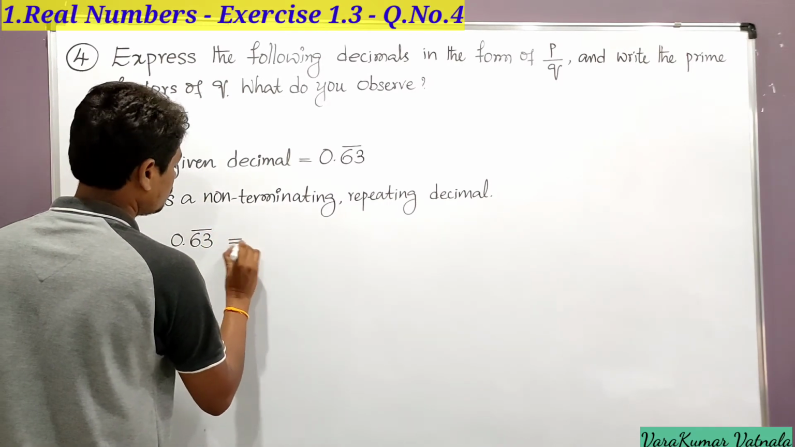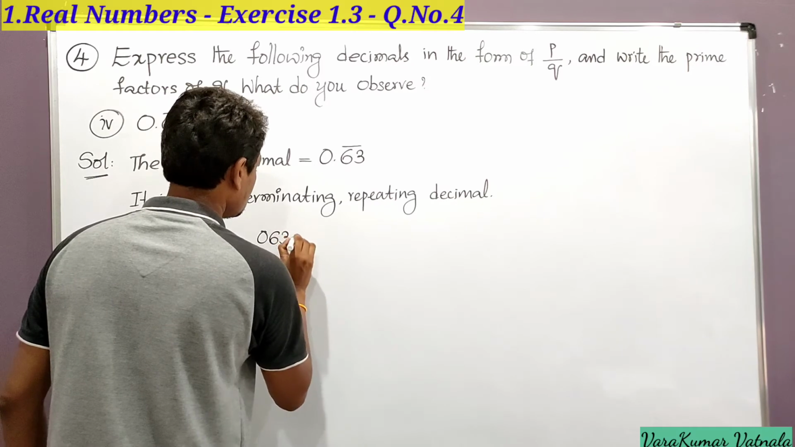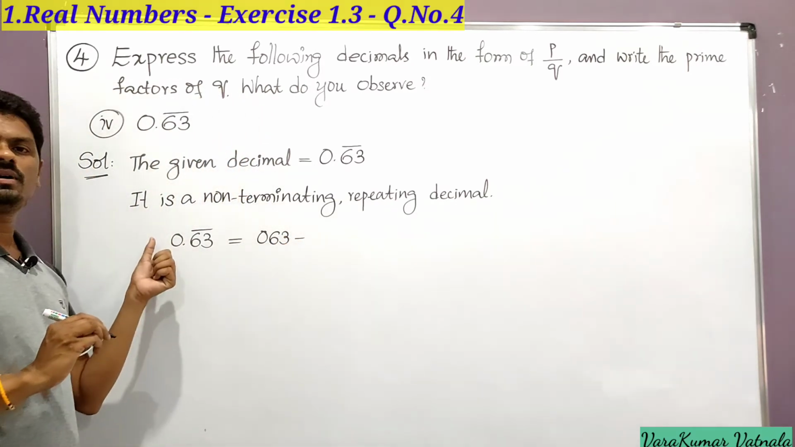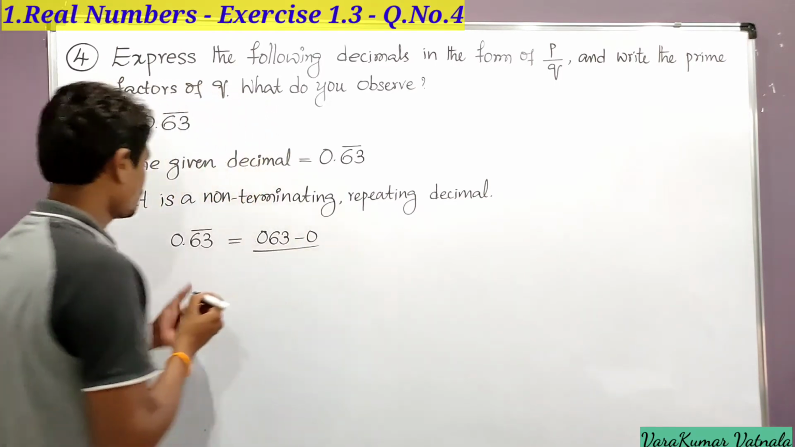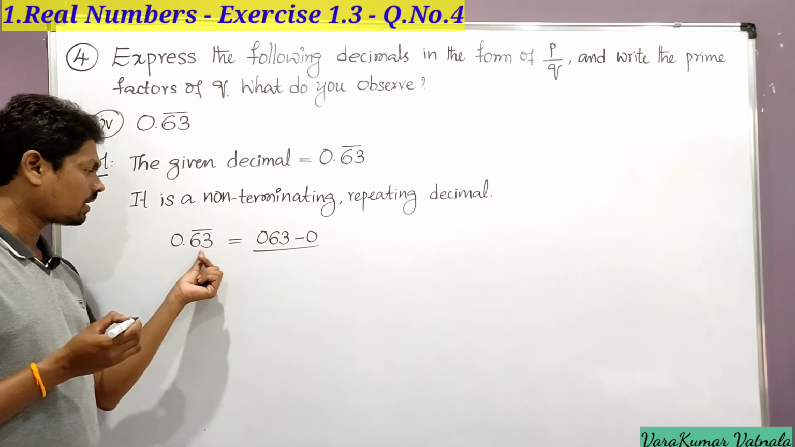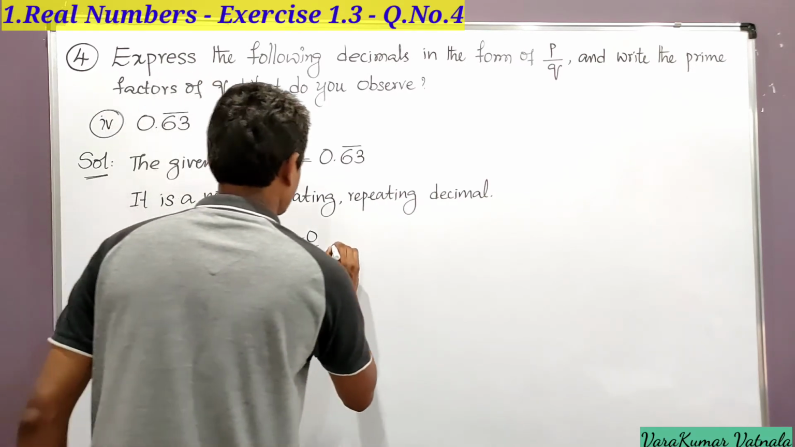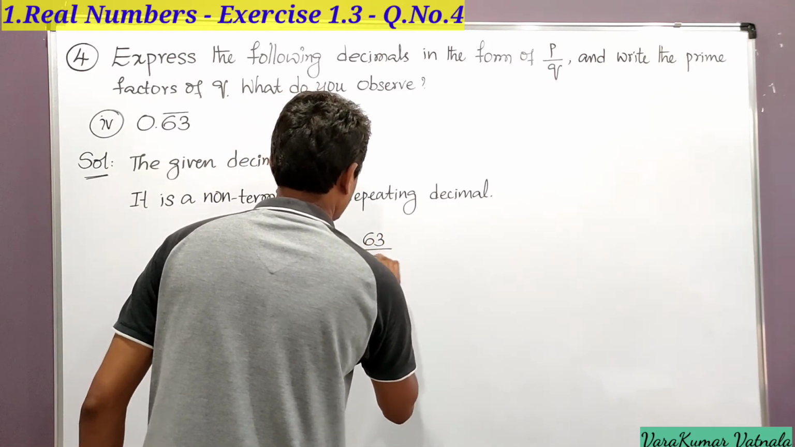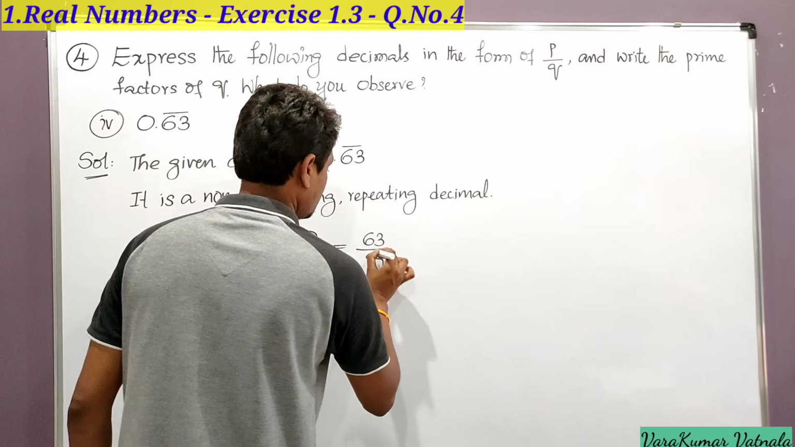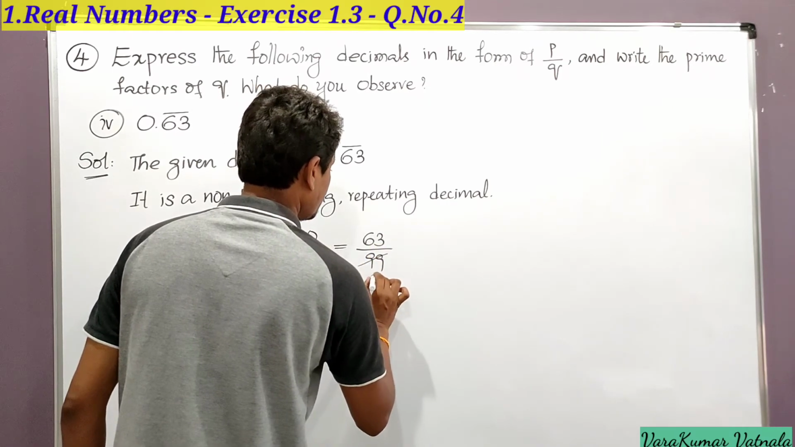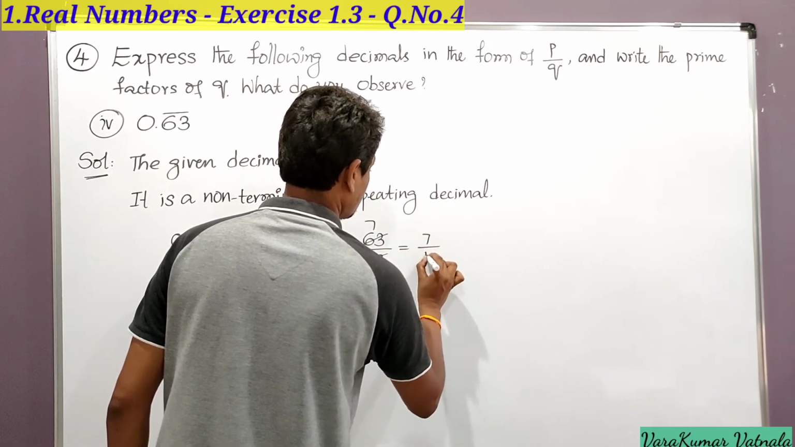0.63 bar is equal to, so how can we convert? First we have to write all the digits, 063. Next we have to subtract the integer part, the left side digits of the decimal, only 0. Next we have to observe the number of digits in the bar. How many? 2. So we write 2 nines. So it can be written as 63 divided by 99. Cancel by 9: 9 elevens are 99, 9 sevens are 63. We get 7 by 11.